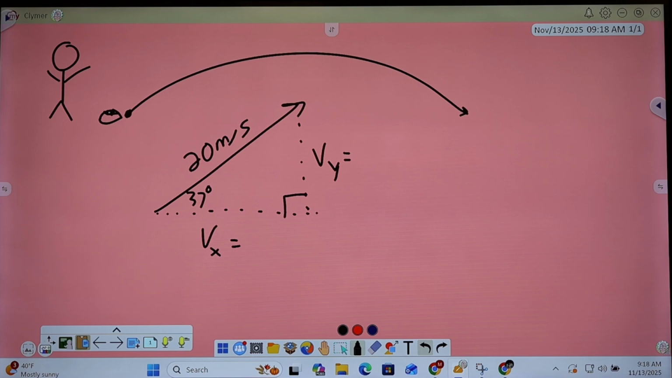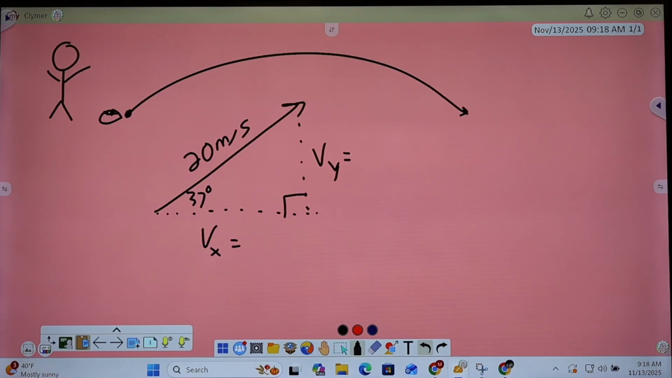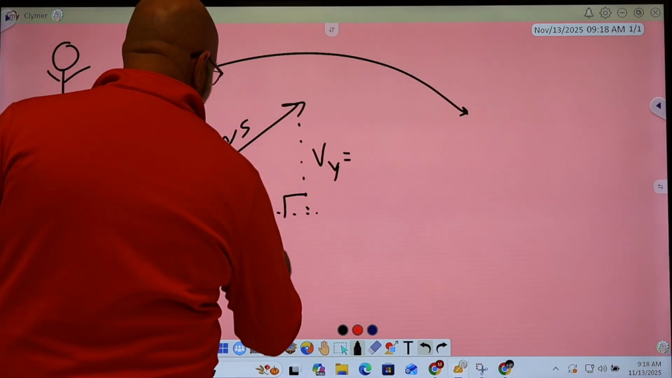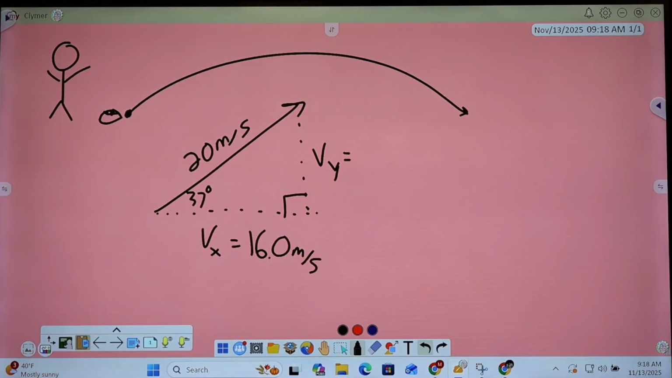Okay, so I think most of you have gotten this. What is our horizontal component of our initial motion? 15.97 meters per second. How many? 15.97. I guess we should. Trying to sneak in an extra sig fig on me?